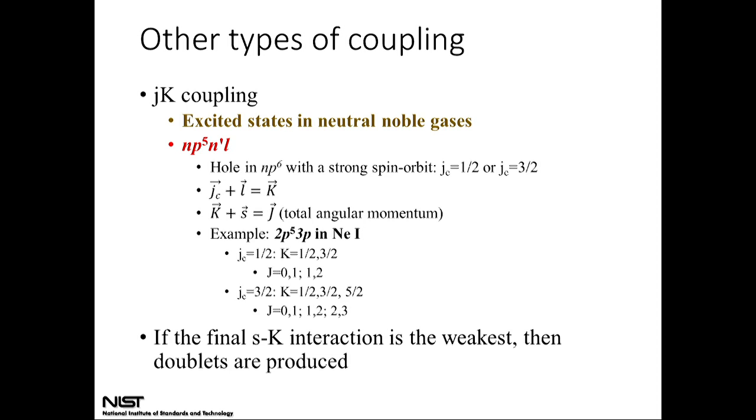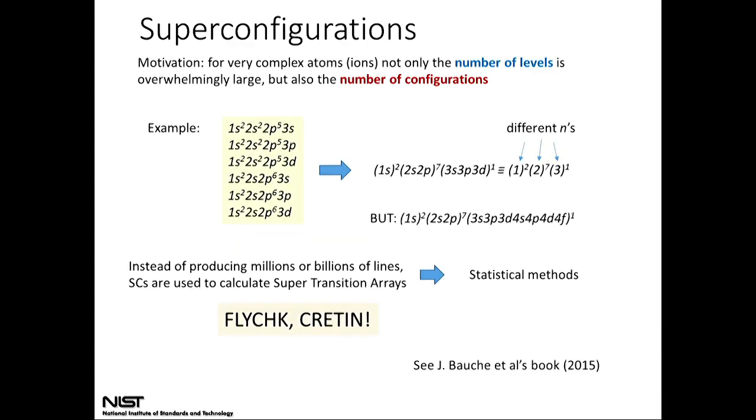And then finally, to take K and add the remaining unaccounted for angular momentum, which is spin of this outermost electron S, to get the total angular momentum. And this type of coupling is very clearly seen in neutral noble gases and some other systems as well.